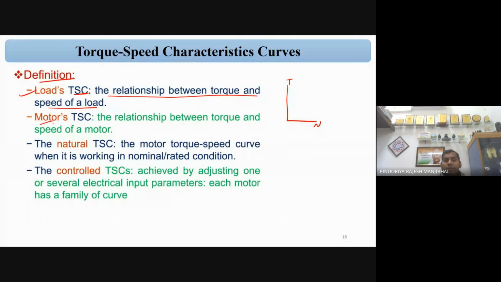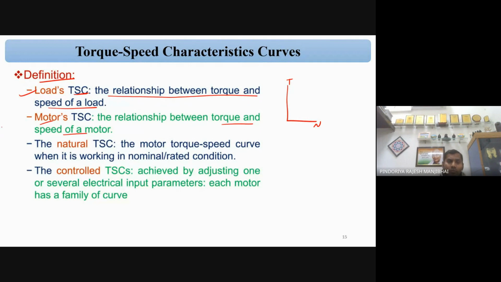Motor torque speed characteristic is the relationship between the torque and the speed of the motor. When we see the load torque characteristic, there is a relation between the torque and speed of the load. When we say the motor torque speed characteristic, there is a relation between the torque and the speed of the motor. It means whether you discuss the load or the motor, with respect to that parameter we have to analyze our torque speed characteristic.